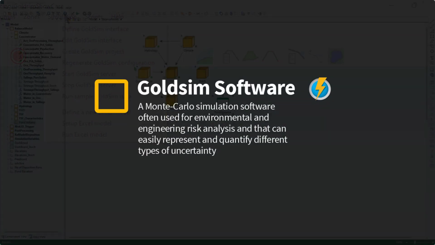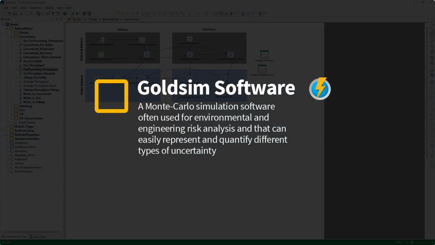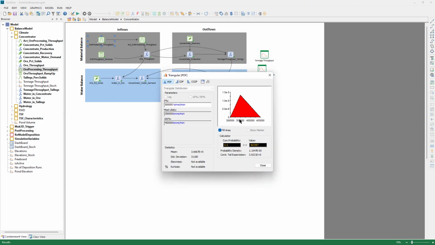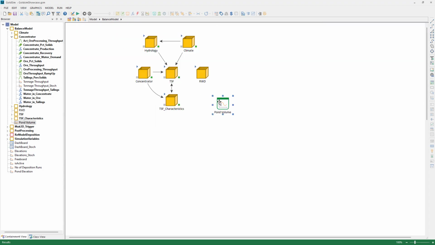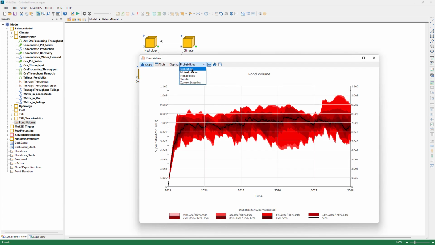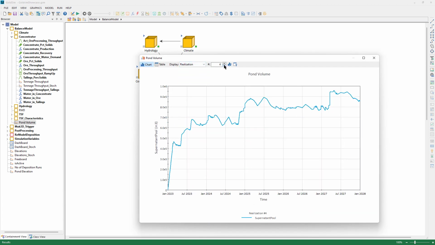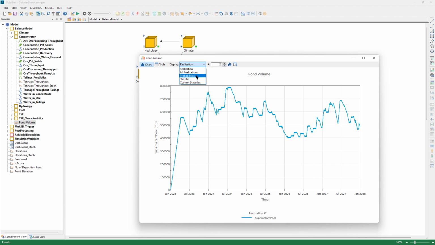So Goldsim allows you to do dynamic simulation and it's really good at representing and quantifying different types of uncertainties. It's been quite extensively used in the mine industry for water balances, but it can be used for many other purposes. If you want to have more information, just click on the link above.